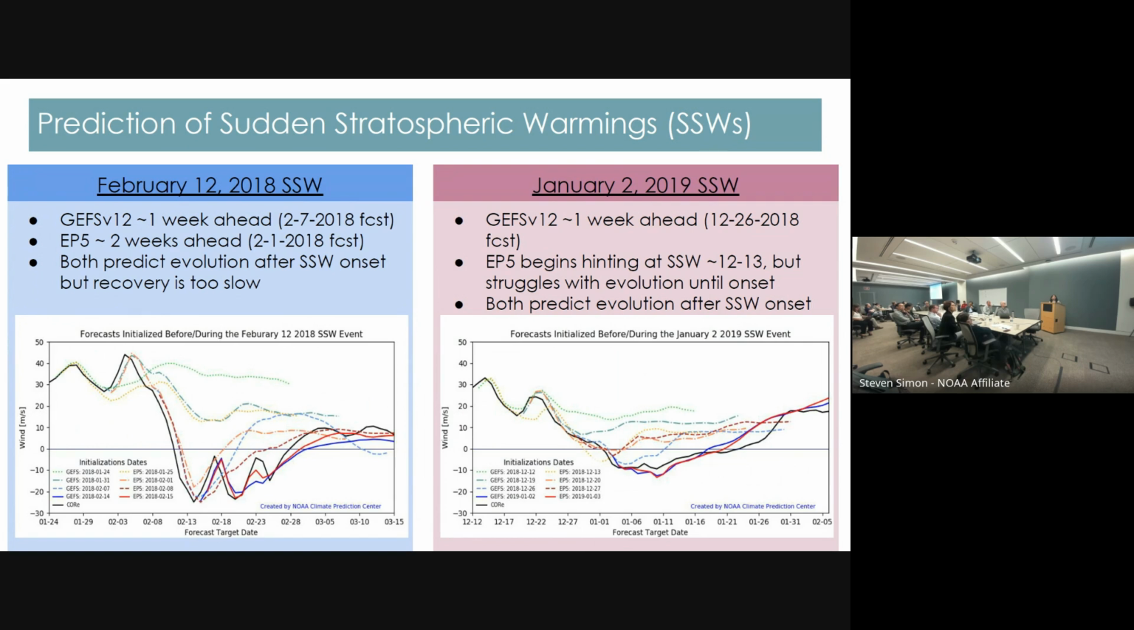For 2019, there's not much coupling even in the reanalysis. GEFS V12 is not really seeing it at all. You do see it a bit in EP5, but it is a bit weak overall.